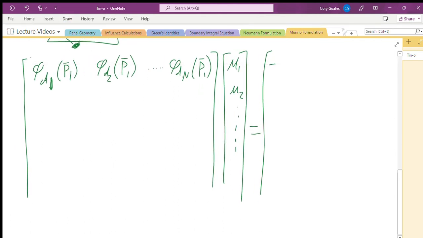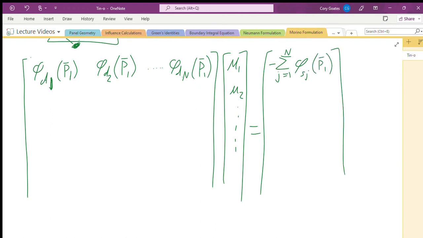This in the end will equal the negative of the sum from J equals 1 to n of our source-induced potentials on panel 1, on control point 1. And then the next term will be the sum from J equals 1 to n of our source-induced potentials on control point 2. So on and so forth, all the way down to control point n. Okay? And these rows over here get repeated for each control point.